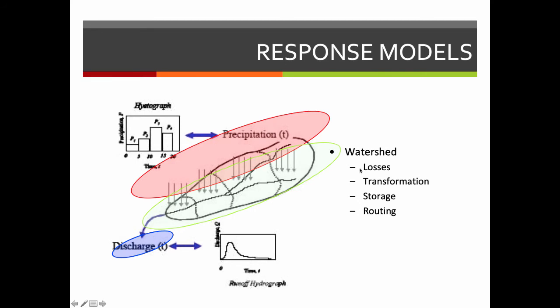In the example with the tank, there were no losses. The storage was uniform over the entire watershed, and there was no routing. So everything could get to the outlet based on the flow rate determined entirely by storage. And the result was our transformation.